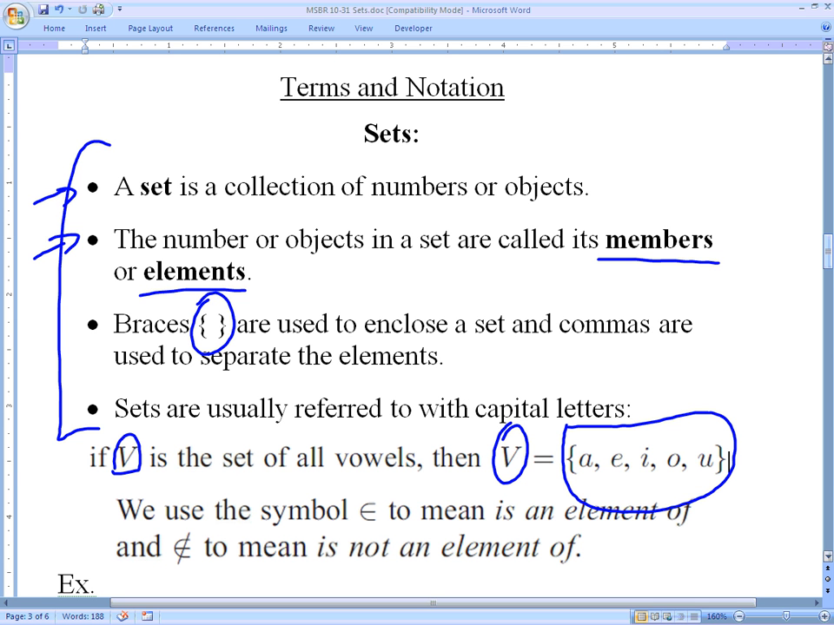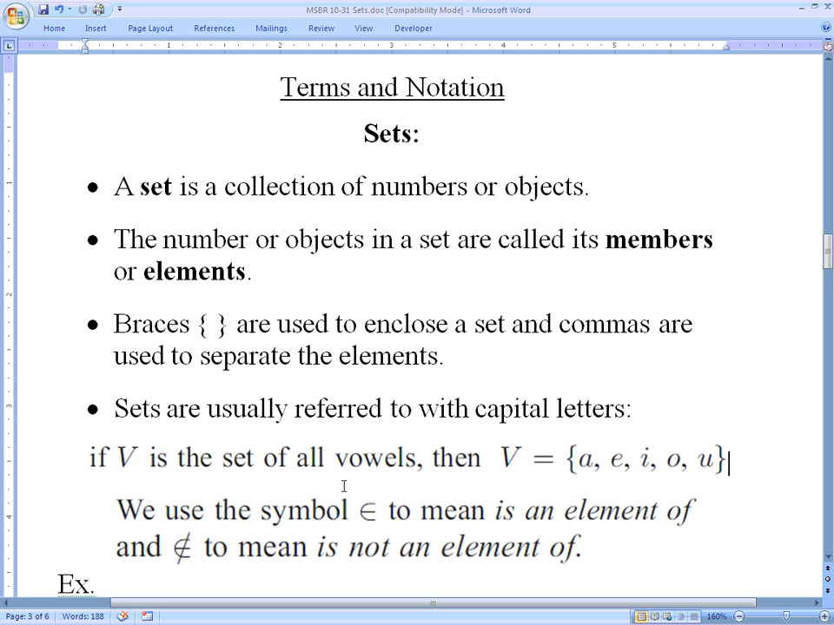If I want to talk about things that are part of the set, I could say that A is an element of set V. I could also say that P is not an element of set V, and that's what we use right here, these Greek symbols. So this one, the one that looks kind of like an E, it's not an E, it's a Greek letter, but you can think of it as an E standing for element, and then again the slash through it means not an element of that set.